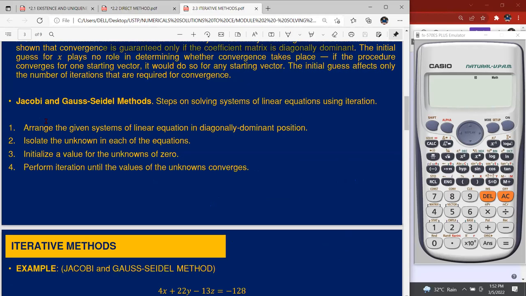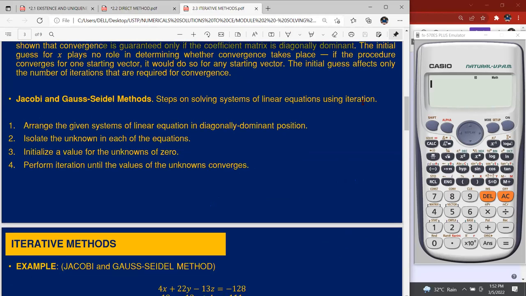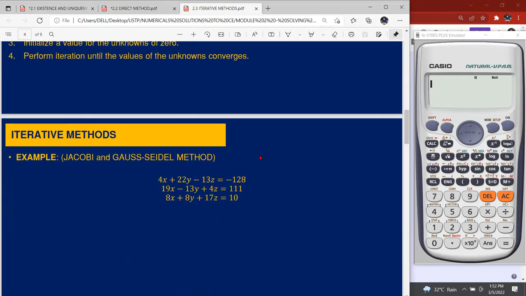Okay? So, the steps in solving systems of linear equations using iteration. So in this topic, we'll use the Jacobi and the Gauss-Seidel methods. Okay, first is arrange the given systems of linear equation in diagonally dominant. Isolate the unknown in each of the equations. Initialize a value for the unknowns of zero. Perform iteration until the value of the unknowns converges. So diagonally dominant. Okay. So the diagonally dominant, meaning sa imong X, dapat siya ang pinaka-dominant sa tulo.